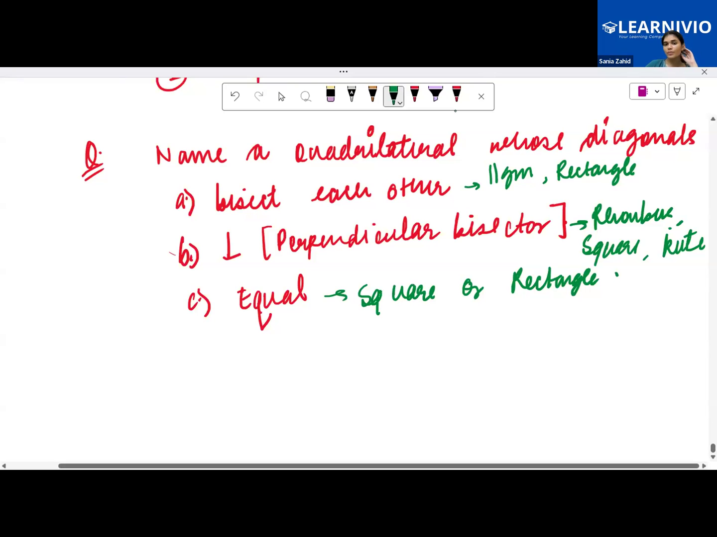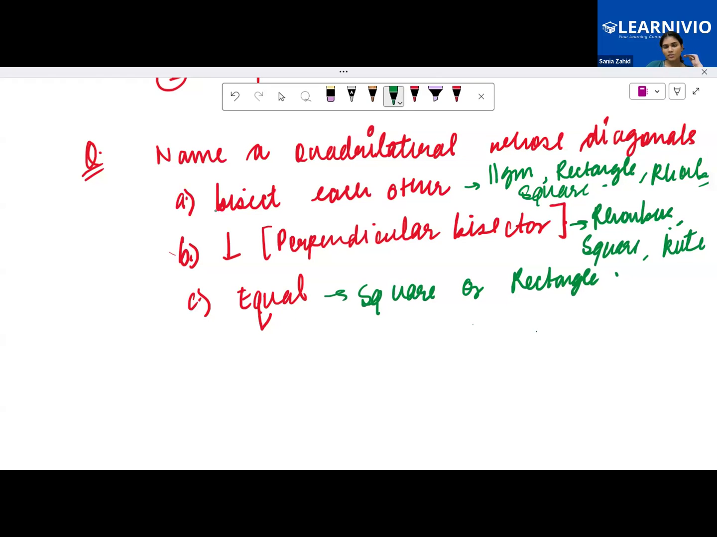See, I'll tell you. For bisecting each other, we will write all four. We will write rhombus also, and we will write square also. Ma'am, can you write kite also? In a perpendicular bisector, it needs to be a bisector also. So if I say the diagonals of a square bisect each other, that is also true. And if I say the perpendicular bisector of each other, that is also true. So kite also bisects each other.